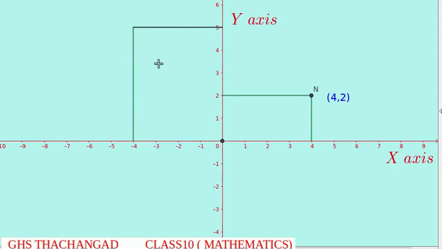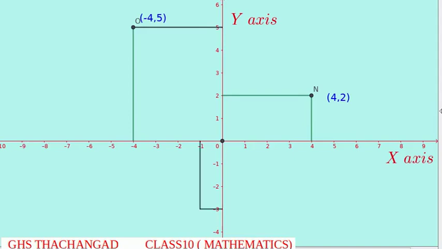We can say that this point is situated here. I'll mark the point here. Where is this point situated? Minus 4 stands for 4 units left and 5 units up. Clear? 4 units left and 5 units up. Therefore you can mark that (-4, 5).